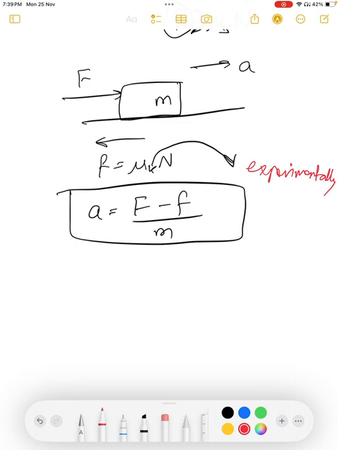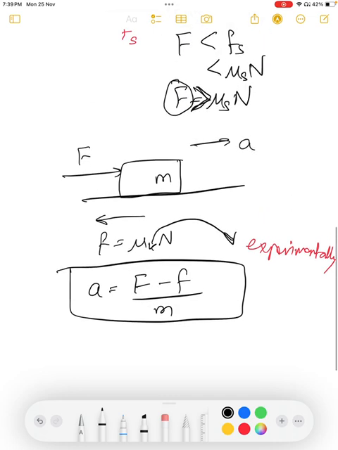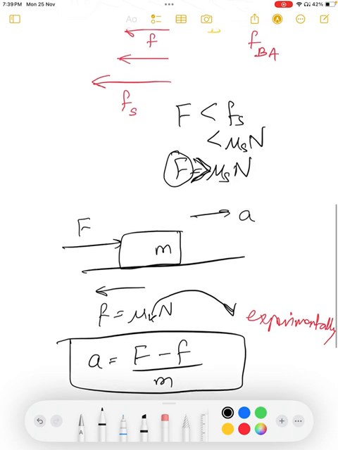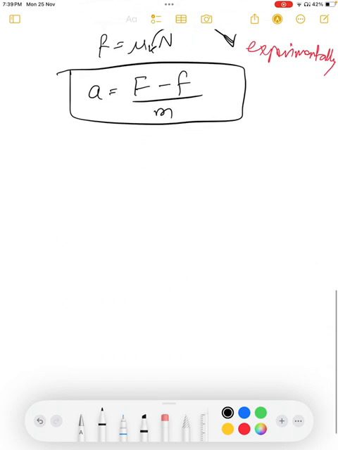On the other hand, mu s is concerned with the static case.